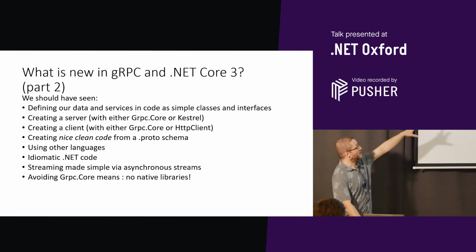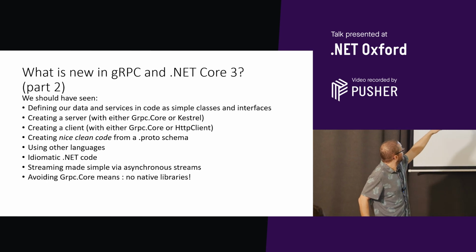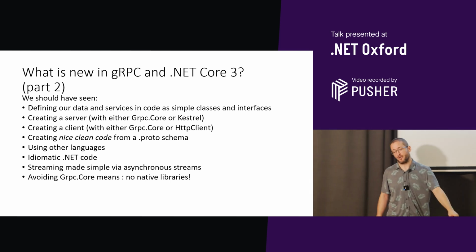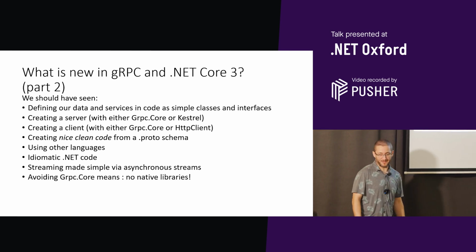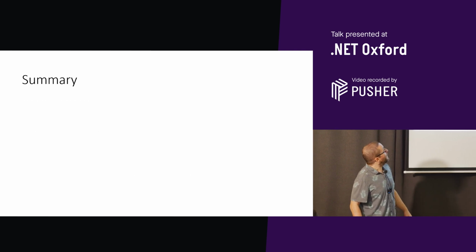So the streaming is much simpler when using IAsyncEnumerable and the removal of T. And we no longer have to ship or rely on the HTTP/2 library, unless you're not on .NET Core 3. So you can pick and choose your poison there, but it's an option.